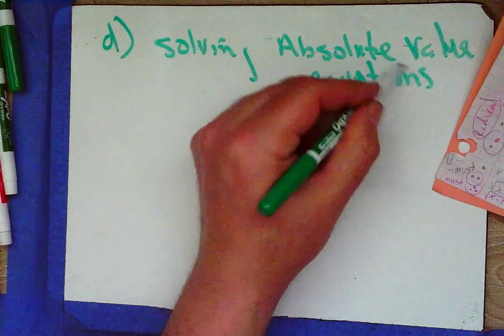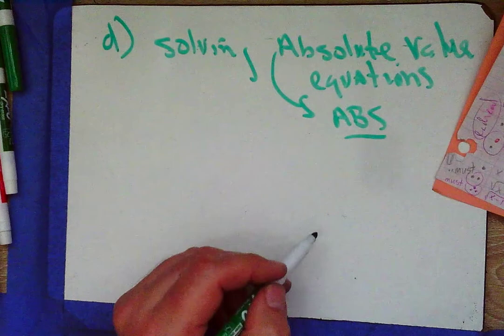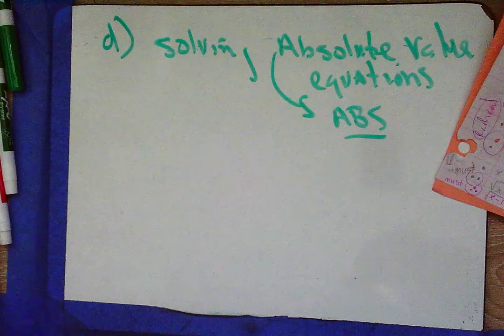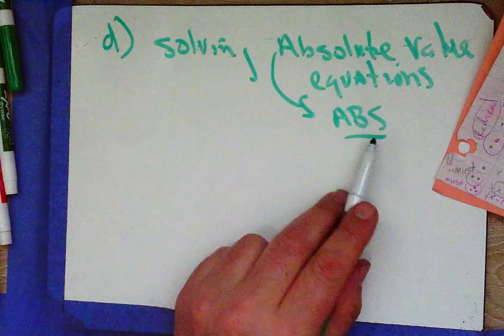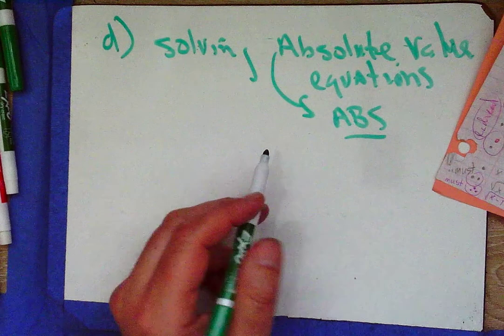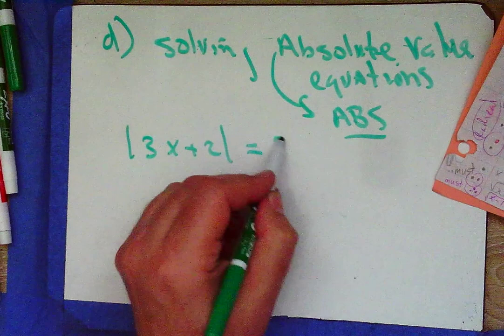And instead of writing absolute value from now on, I'm going to write ABS, that's the button on your calculator, or math number at ABS, yes. So I'm going to write absolute value for when I talk about absolute value equations. So let's start off. |3x + 2| = 7.